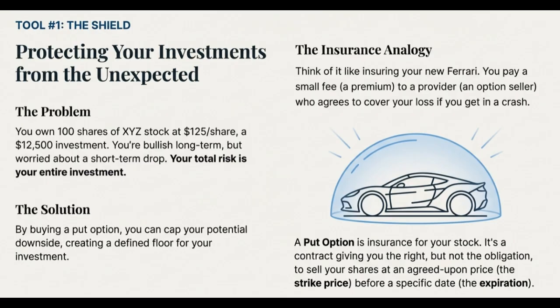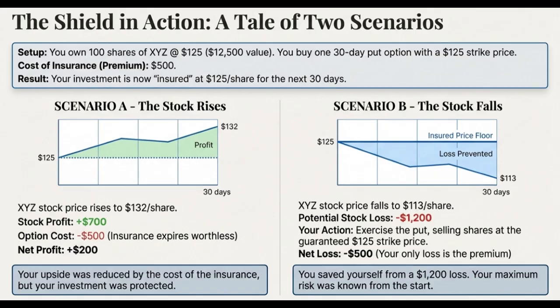Imagine you buy a Ferrari. You pay a small fee called a premium to an insurance provider. By buying a put option, you are doing the same thing. You pay a small premium to create a defined floor for your investment. This contract gives you the right to sell your shares at an agreed upon price, called a strike price, no matter how far the market price drops. So you cap your downside, protecting your investment while you're still enjoying all the upside.